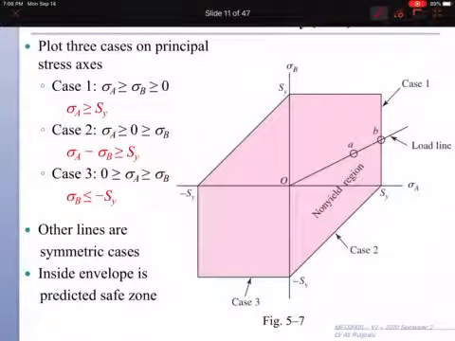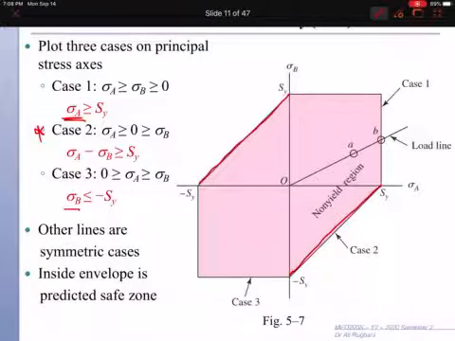Okay, so this is the shape, or the safe envelope, the safe region for the maximum shear stress theory. We have a modification here in this quadrant and this quadrant, when we have positive and negative stresses. That is case 2. In case 1, we only look at the maximum stress, which is sigma A, and in case 3, we only look at the largest negative value, which is sigma B, or the smallest stress.